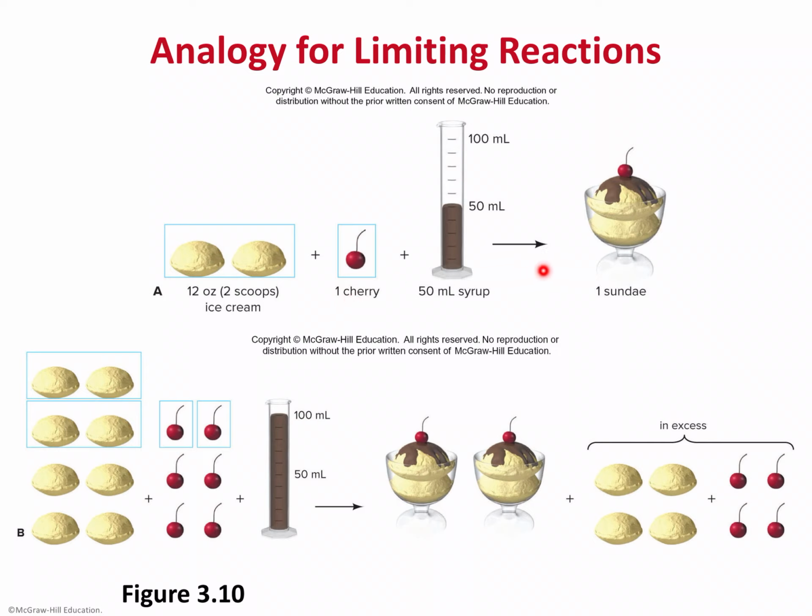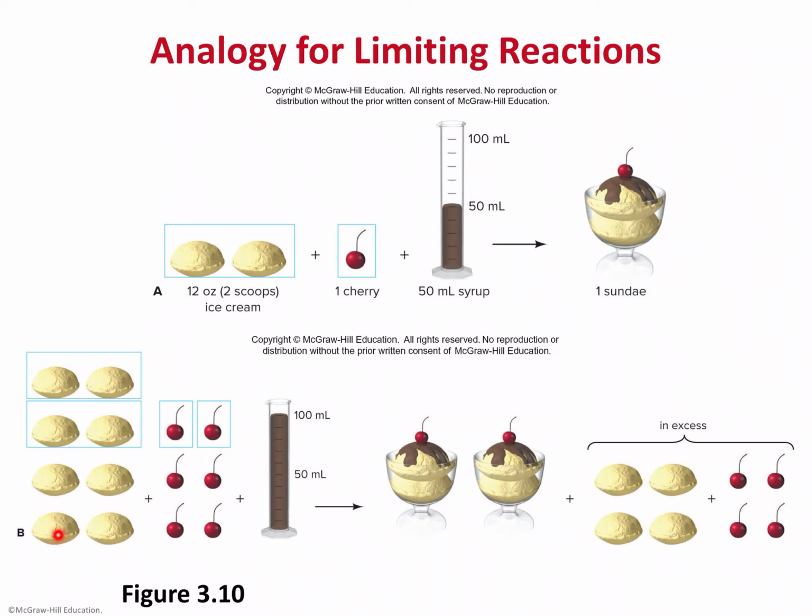Okay, you put the 2 scoops and then you put the 50 milliliter syrup, and with 1 cherry you can make a perfect sundae. Okay, that's how our reaction is going to take place. So this is our product, and these can be considered as our reactants. Now let's say we have these amounts of reactants given to us.